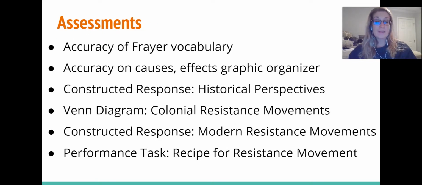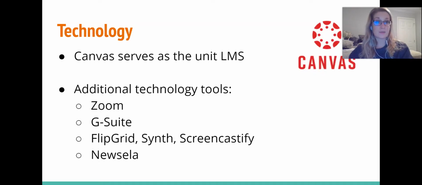Assessments will include the Frayer vocabulary activity, accuracy on causes and effects graphic organizer, constructed responses, Venn diagram, it's a collaborative activity, constructed response for modern resistance movements, and performance task where they create a recipe for a successful resistance movement.